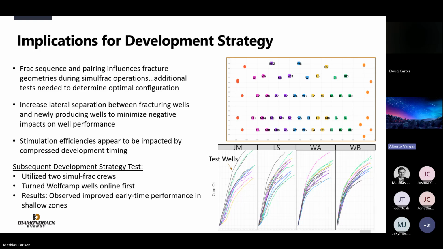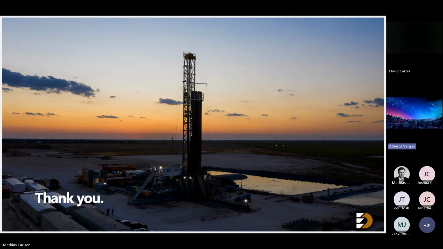With that in mind, in our follow-up test, we continued with the 2 simul-frac crews and turned the Wolfcamp wells online first. As a result, we observed an improvement of early well performance in the shallow zones. Patience really is a virtue, even in shale. That concludes my presentation. Thank you for your time and attention.